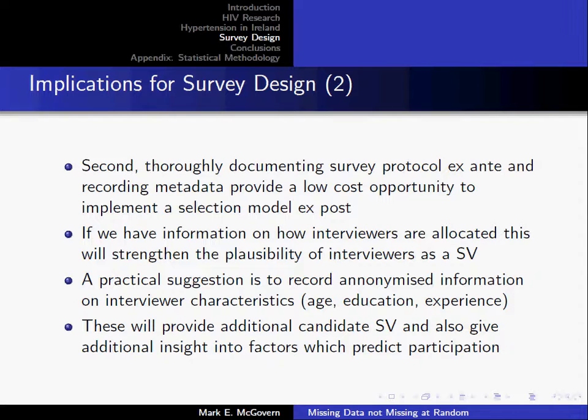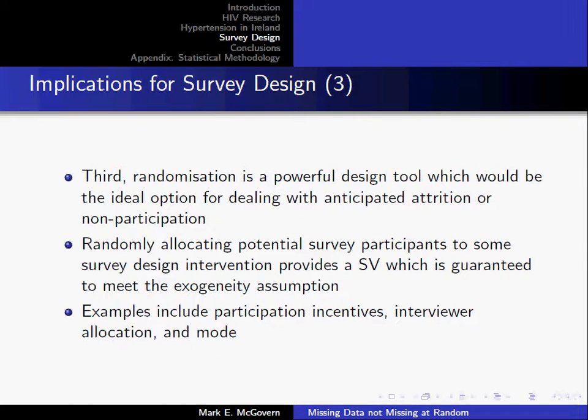The final point is that randomization, I think, is a powerful tool in lots of respects, but it's also potentially useful in this context, because it's the ideal opportunity for dealing with anticipated attrition or non-participation. So essentially, if you're running your survey, if you randomly allocate potential participants to, say, an incentive or just a different recruitment mechanism, if it's randomized, this provides a selection variable which is guaranteed to meet the exogeneity assumption.